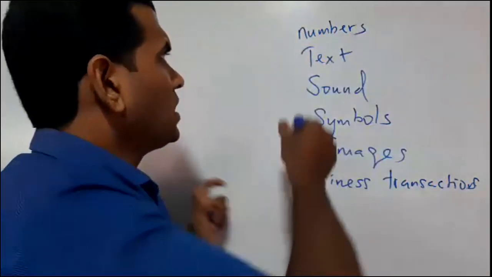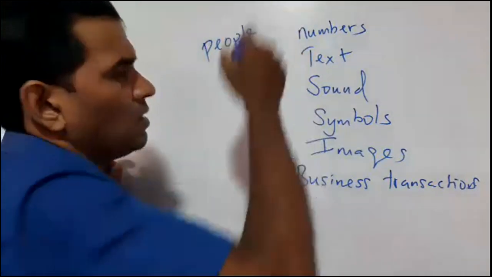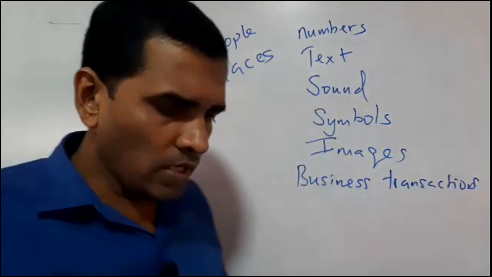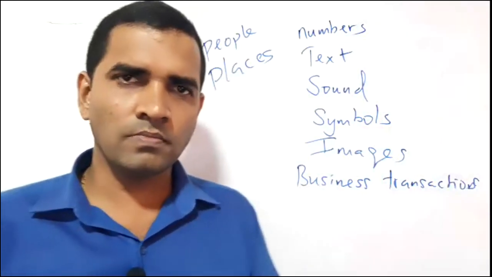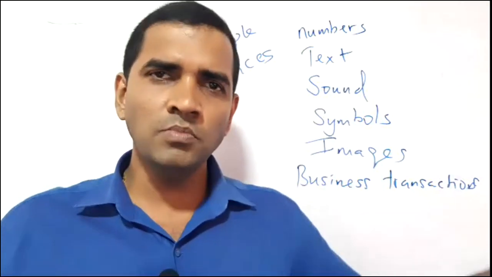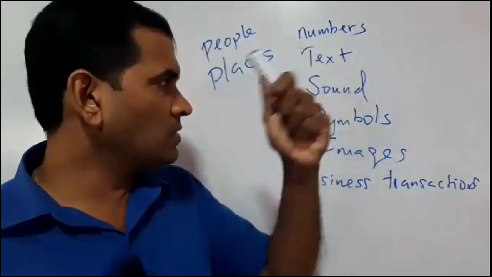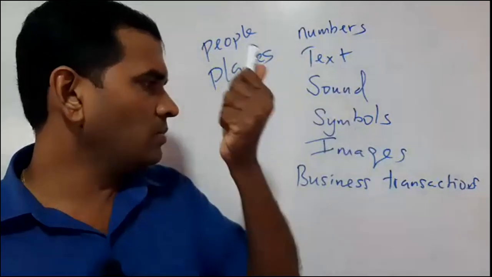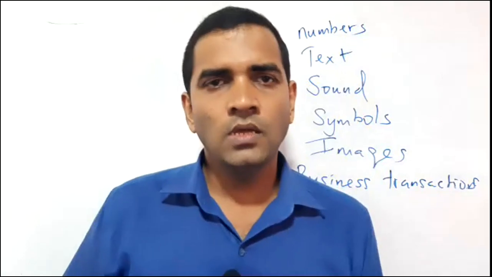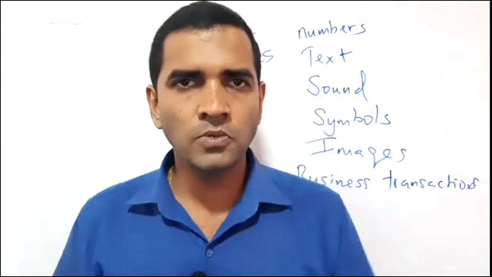So even data can be about people. I will explain, right? About places. So as I told you earlier, data is actually not a small thing. It is not restricted within a small circle. It is big, it goes beyond everything. So it can be numbers, text, sound, symbols, images, business transactions. It is about places or people, right? But they cannot be processed, right? They must be in unprocessed format.